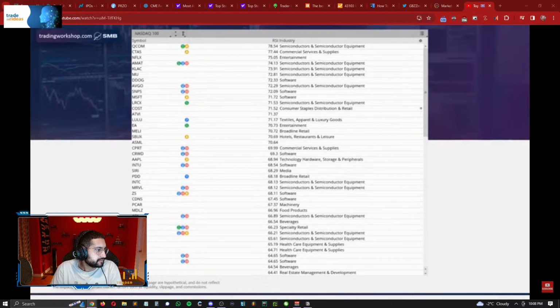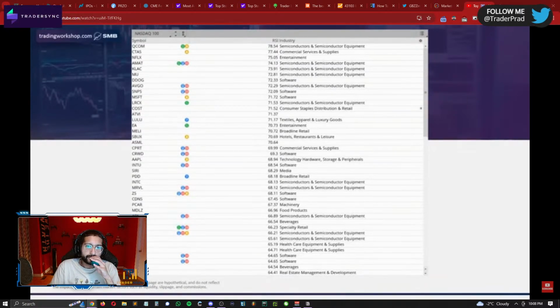The highest RSI readings are at the top. So this is going to sort by relative strength. So we're sorting the NASDAQ 100 by relative strength. And what I'll do is I'll just hook this up to my chart and I'll just blow through charts.